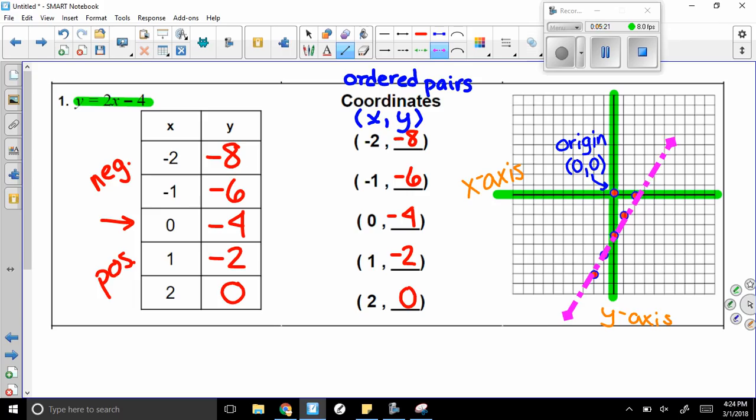And I want you to do the same on your paper. We want to see that line of the function. So you can see that the graph for y equals 2x minus 4 is that bright pink dotted line that I drew. Let's go ahead to the second example and keep trying this.